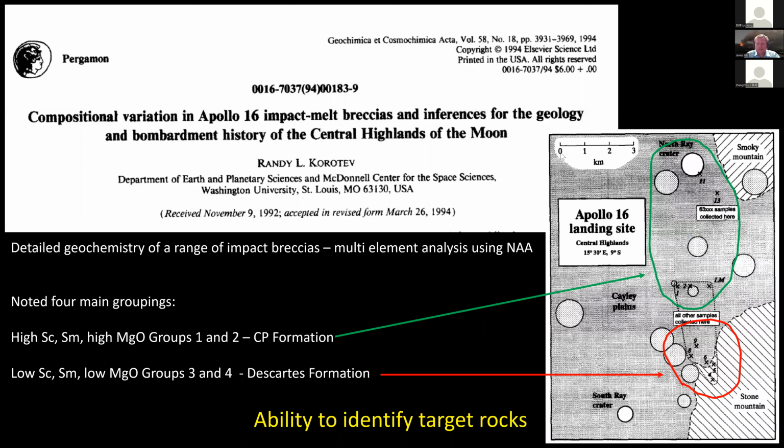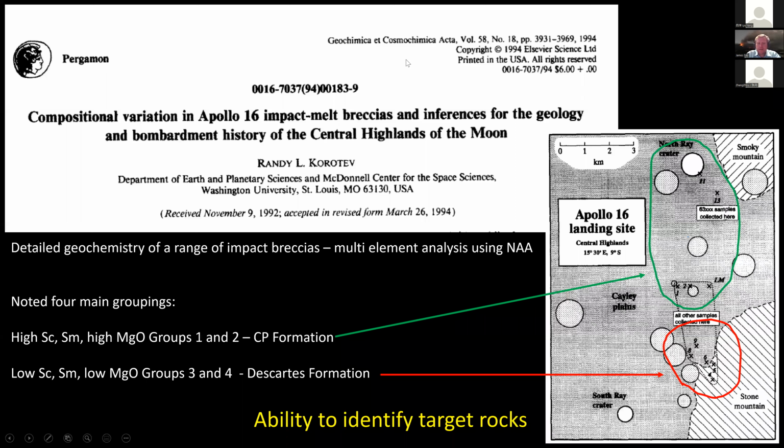So shown here is the distance in kilometers. This is looking north on the Moon. This is showing you the Descartes formation, with these diagonal lines, and then the Cayley Plains formation as this shaded region, and showing you all the sampling sites from the lunar module. So you can see that they went down to Stone Mountain and all the way up to North Ray Crater. He was able to analyze all these materials, and he noticed some fundamental variations.